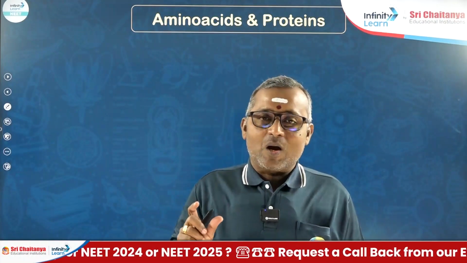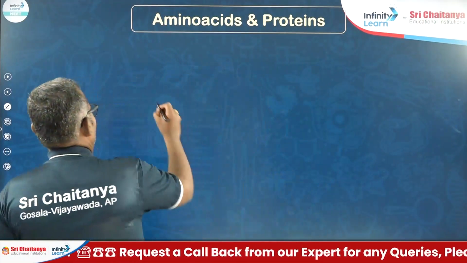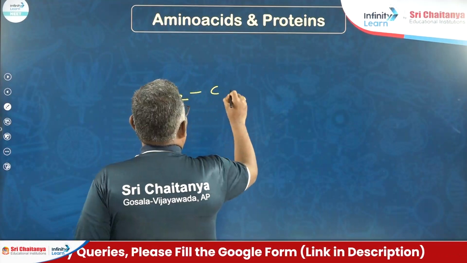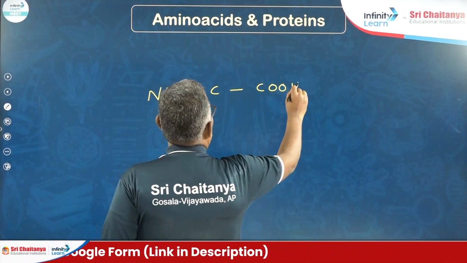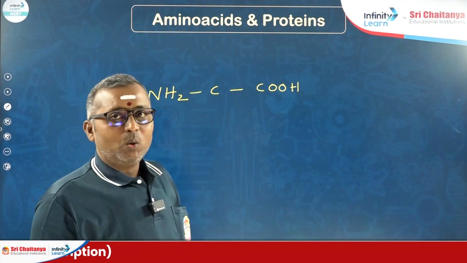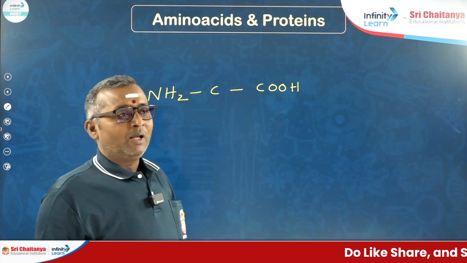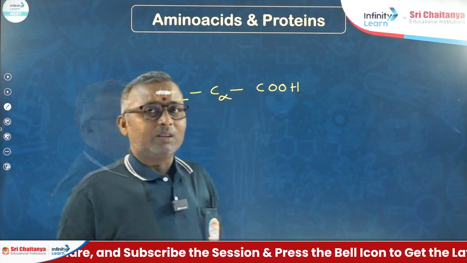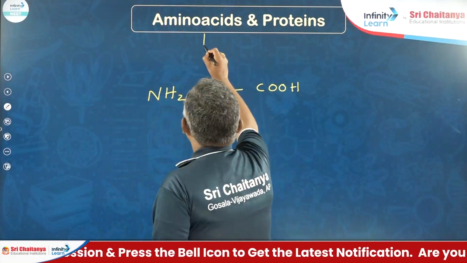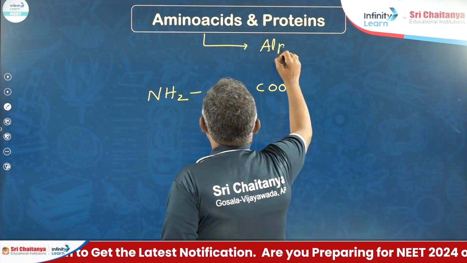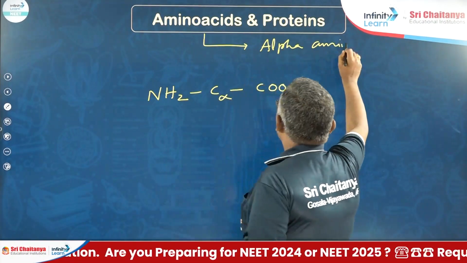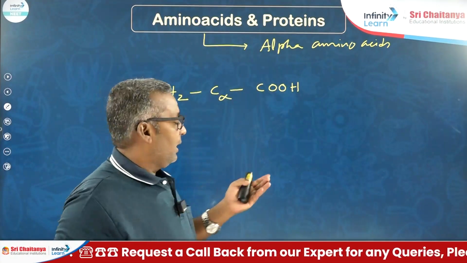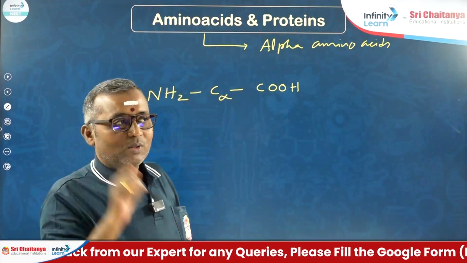Amino acids are organic compounds with both NH2 and COOH, say amino group and carboxylic group, attached to the same carbon, that is the alpha carbon. Therefore, amino acids are called alpha amino acids because both the amino group and the carboxylic group are attached to the same carbon.